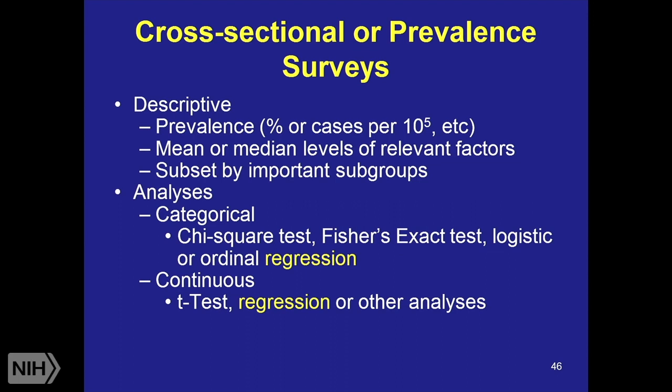If you have a continuous outcome variable, you might do t-tests, but again, you should probably be using some form of regression instead. So just remember, if all else fails, regression is your friend, some form of regression.